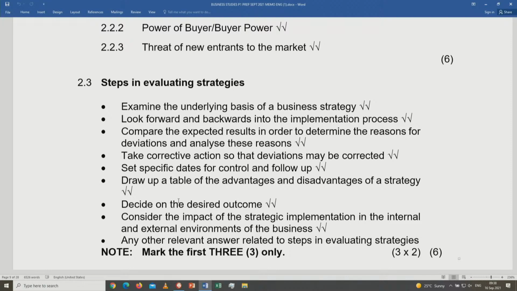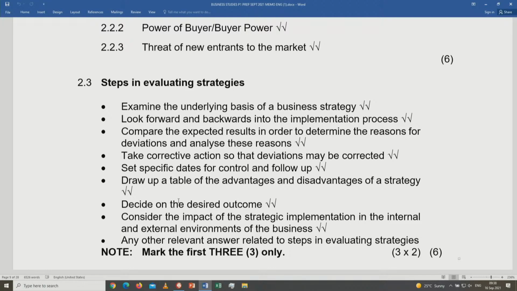How do you make an evaluation? Evaluation of strategies. The business should examine the underlying basis of a strategy. Examine is the key word there. And look forward and backwards into the implementation process. Compare the expected results in order to determine the reasons for the deviations and analyze these reasons. Take corrective action so that deviations may be corrected. Set specific dates for control and follow-up.